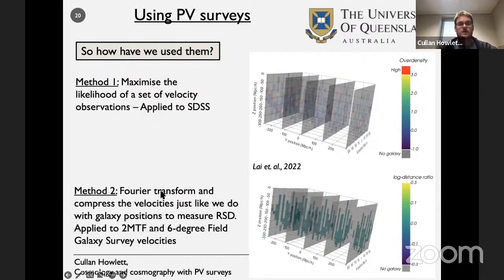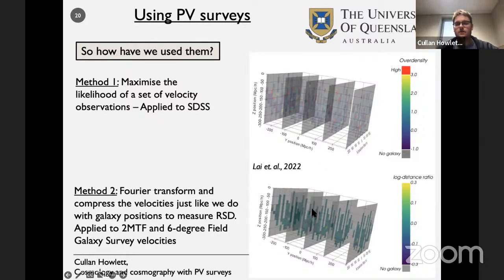Another method is that we can treat them exactly like we did for the redshift space distortions, and we can Fourier transform them, compress them, and combine them with these redshift space distortion measurements. We've applied this to previous data, including the 6-degree field data and the 2MASS Tully-Fisher survey.